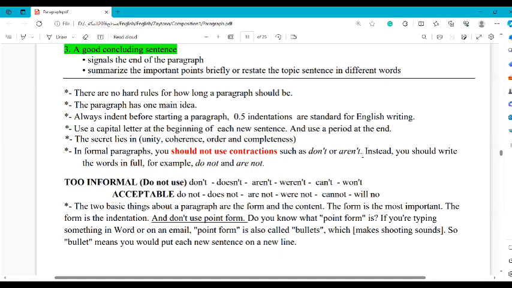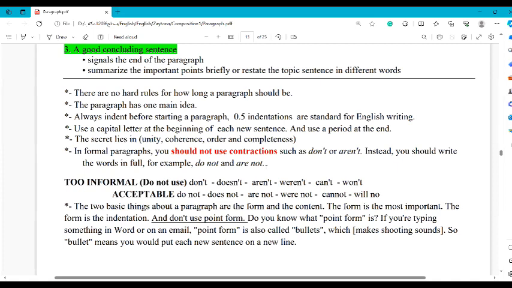اختصار للكلمة. Instead, بدلا من ذلك, you should write the words in full, بشكلها الكامل. For example, instead of saying or writing don't, you need to write it this way: do not. Aren't: are not. Okay? Is it clear?